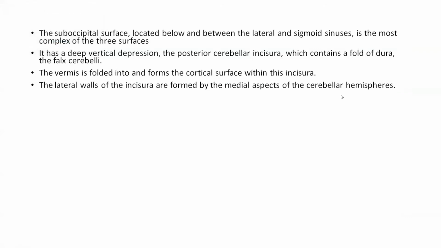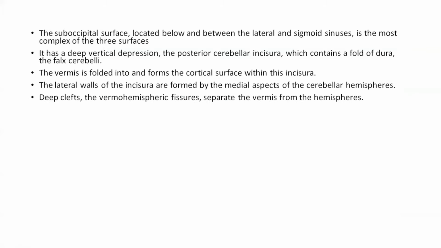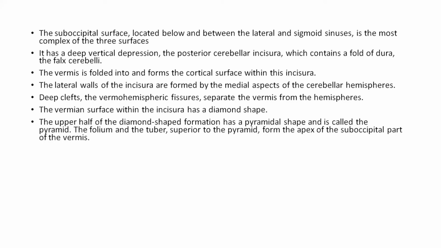The lateral walls of the incisura are formed by the medial aspects of the hemisphere, as it's very clear diagrammatically, and there are deep clefts which are called the vermo-hemispheric fissures. They separate the vermis from the hemisphere on this surface. The vermian surface has a diamond shape. The upper half of the diamond-shaped structure has a pyramidal shape, and it's called the pyramid.